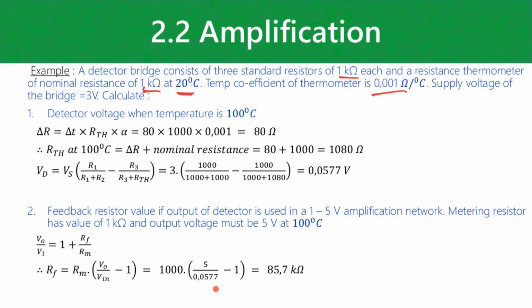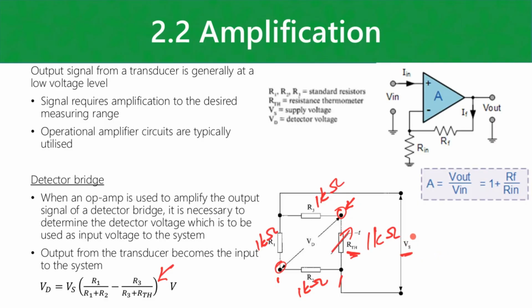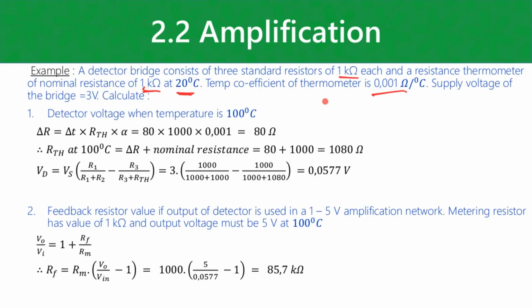Right, so if I can quickly go back to the drawing here. The supply voltage here we have as 3 volts. In fact, I chose the values quite nicely here, so that 1 kilo ohms there is at 20 degrees C. So that is something you need to keep in mind.